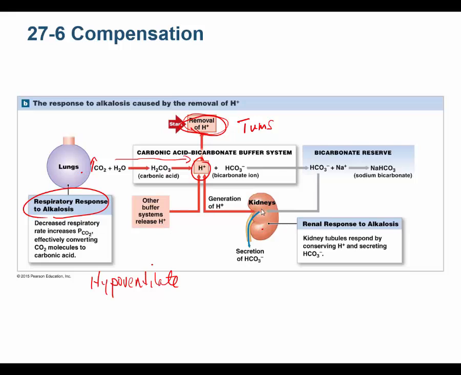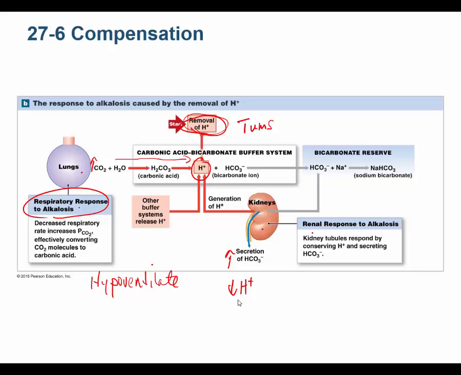What else do we do? We quit secreting protons into our urine. We quit doing that. And we do secrete the bicarb into our urine. So bicarb is the conjugate base of carbonic acid. So we increase the secretion of bicarb and we decrease the secretion of protons in our urine. And this corrects our alkalosis. So we also have a respiratory and a renal response to alkalosis.